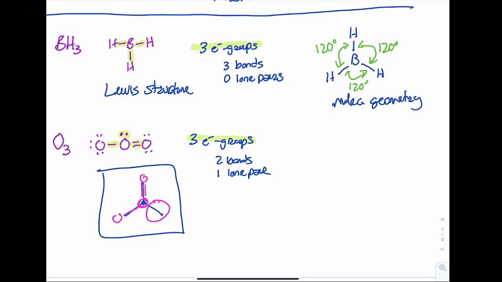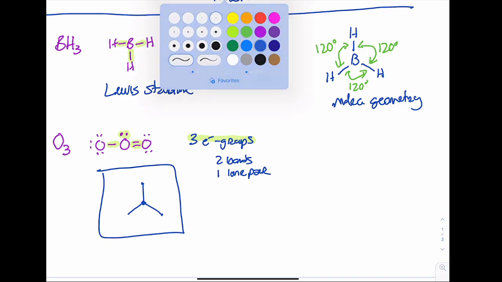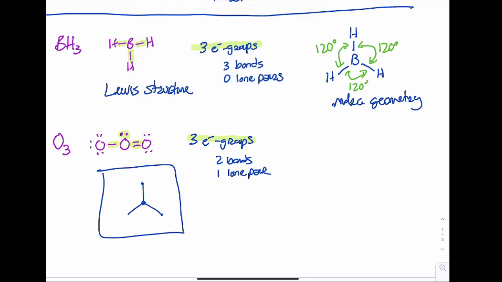It doesn't matter as long as 2 of those spots are my bonds to oxygen, and then one of those spots is my lone pair. But all of my 3 electron groups are going to have that basic structure. So I'm going to put the lone pair on top just because I'm kind of a creature of habit and that's where I always do it. But by all means, put it someplace else if you want.